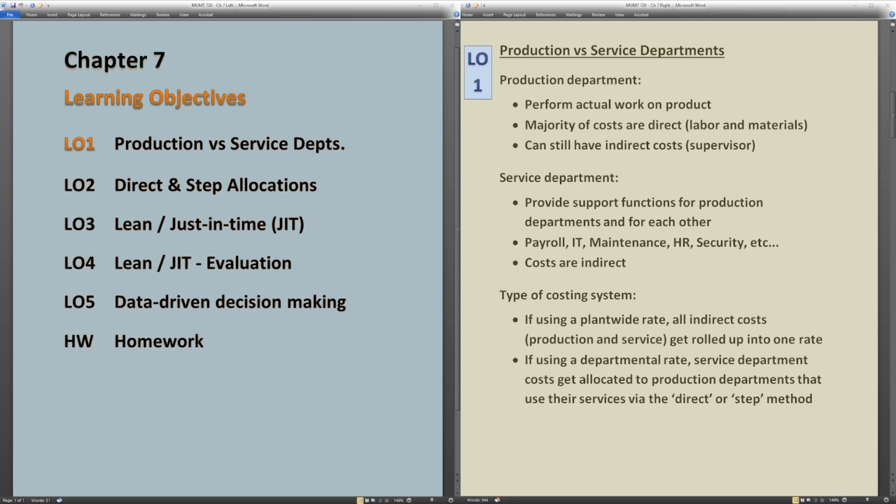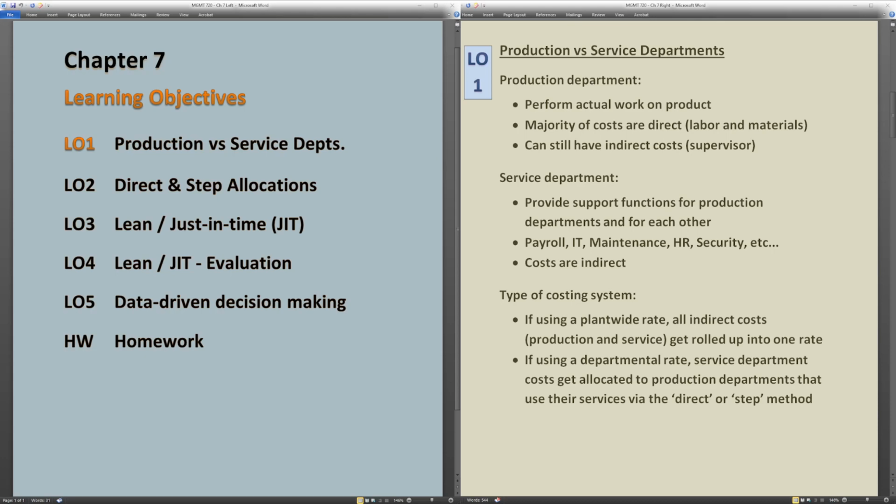Payroll, IT, maintenance, HR, security. Depending upon the industry that you're in, there could be R&D. There could be lots of different service departments. So service departments provide support functions, and by definition, because they're not working directly on the product, they're helping other departments, both service and production departments.